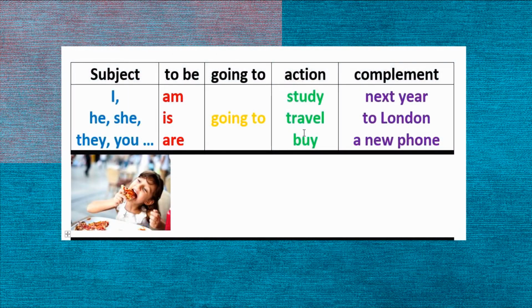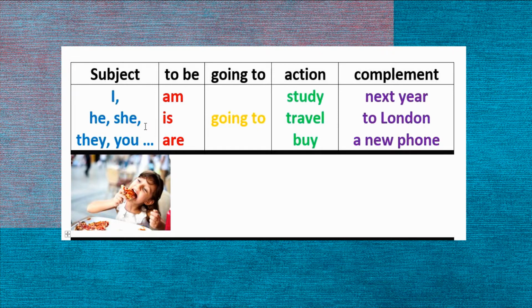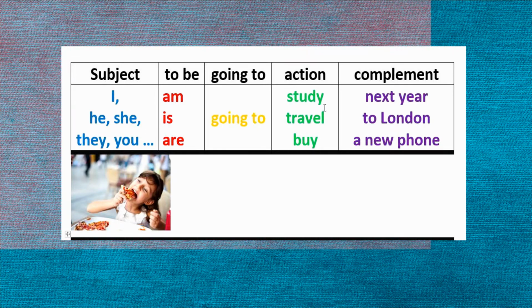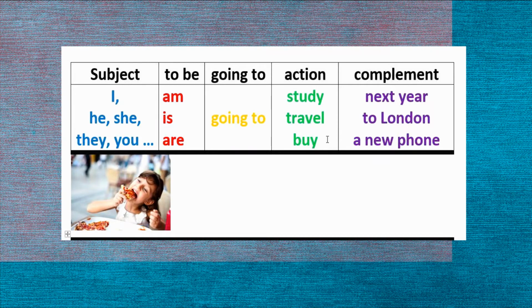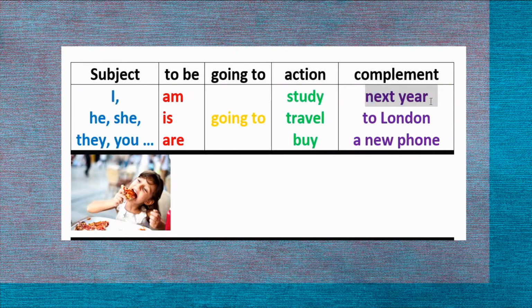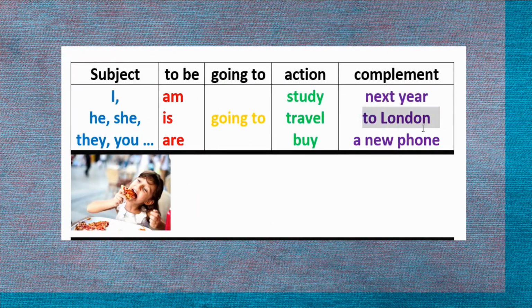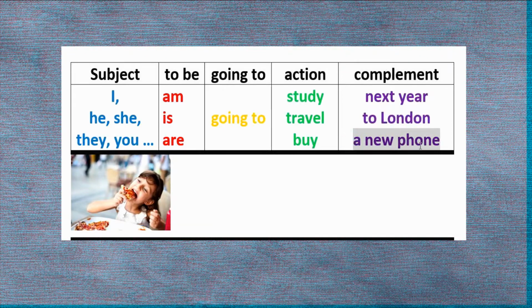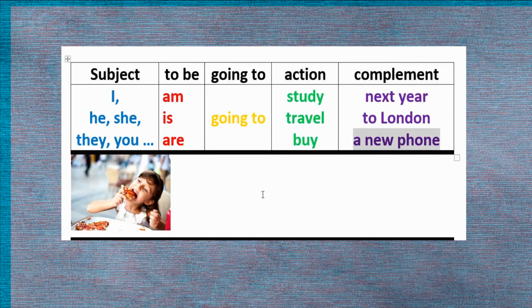So, these are the structures of going to and will. With going to, we use first the subject, I, he, she, they, you, it, we. Then the verb to be, am, is, or are, according to the person we are talking about. Then we use going to, then the action, study, travel, buy, cook, and then the complement. It can be when, for example, next year, or where, to London, or what, buy a new phone, for example.